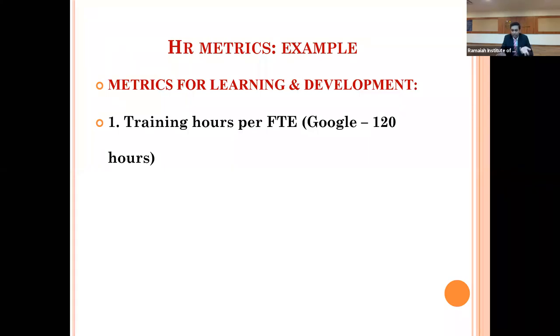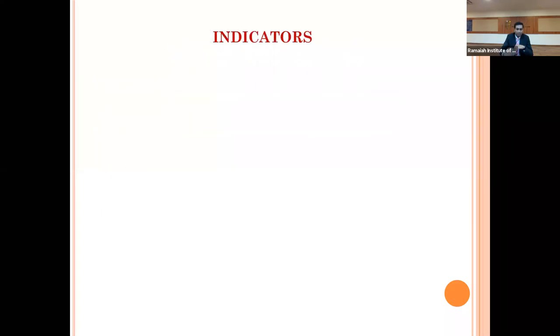So what about other organizations? If you take North America, on an average, it's 43 hours, but at Google, it's a 120 hours training average. So this is another interesting metric. Training expenses per employee. So how much money are we spending to get employees trained, right? So that's another interesting metric pertaining to learning and development. Fine. So now I have completed the metrics. I'll move to the next part called indicators.